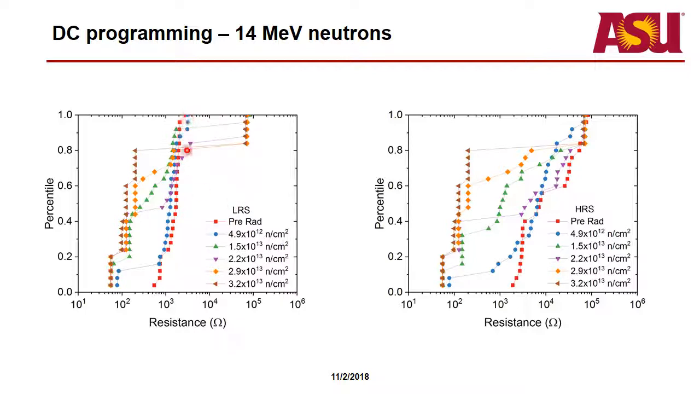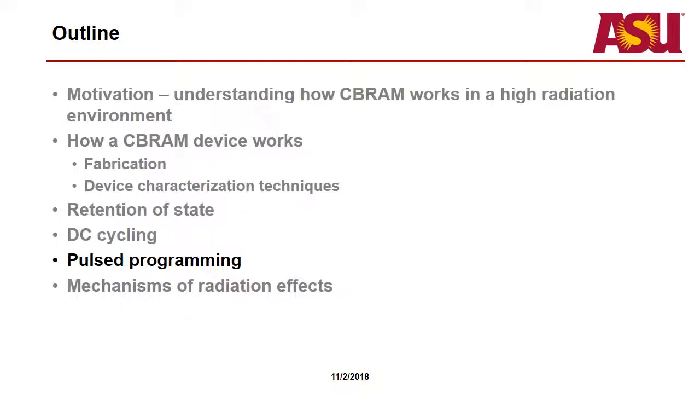So you'll see the red here, this is the pre-rad value. And then you see for each fluence step, the resistance distribution starting to decrease. And you see the same thing for the high resistance state. And then you have these 5 sweeps up here, which were that one device, device 3, that failed to high resistance state instead of low resistance state.